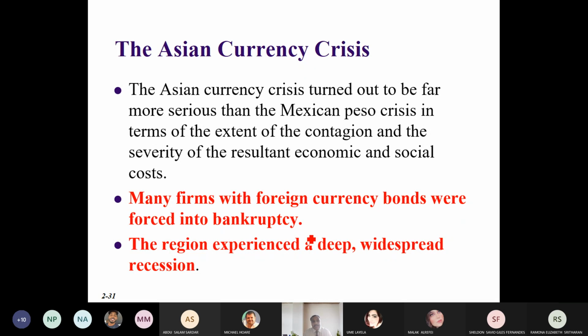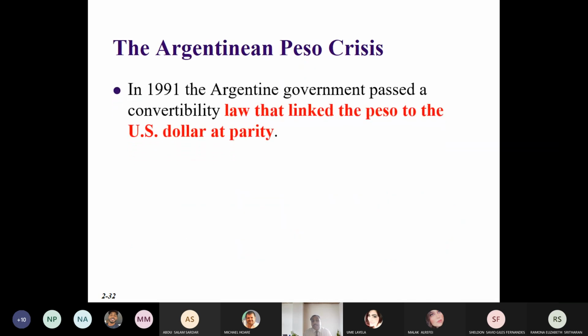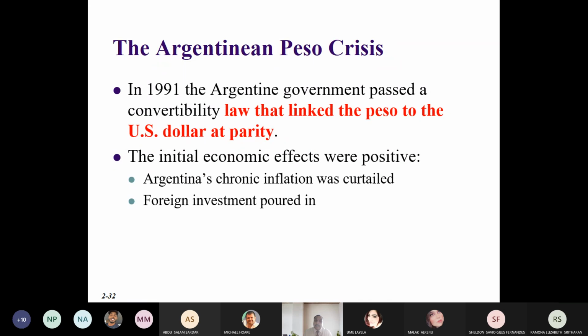Then another country involved in such a crisis was Argentina, which is also close to Mexico. In 1991, the Argentinian government passed a convertibility law that linked the peso to the US dollar at parity. What they did was peg it. We covered exchange rate systems in our last lecture: floating exchange rate, managed floating exchange rate, pegged exchange rate, and no exchange rate, meaning no currency.